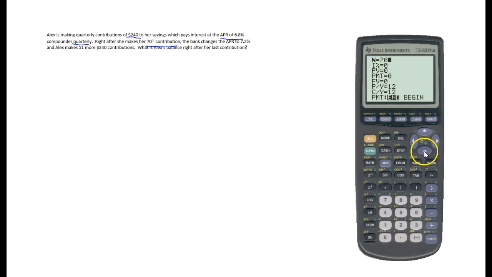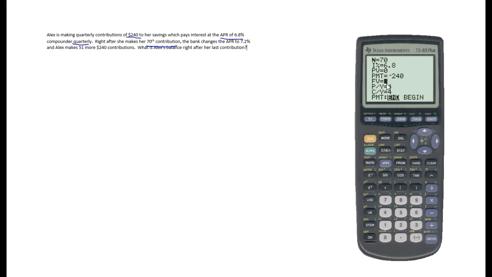The interest rate is 6.8%. The present value, we're starting with 0. Payments, well, that's negative $240. Future value is what we're looking for. Now this is where we have to put in our compoundings, which is quarterly, which would be a 4, because that would be 4 times a year. That's our APR.